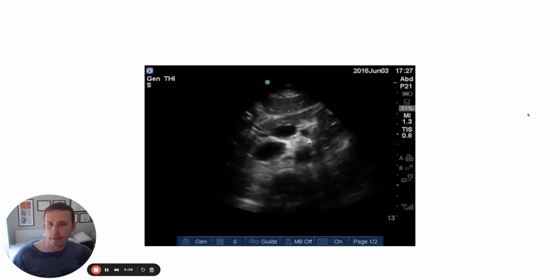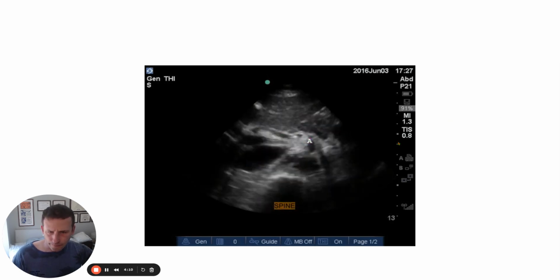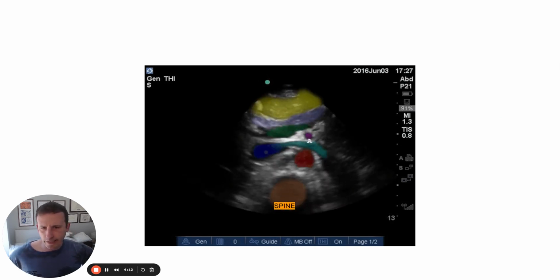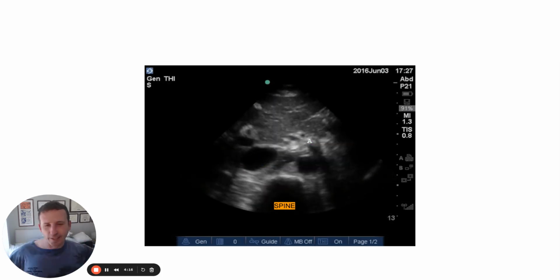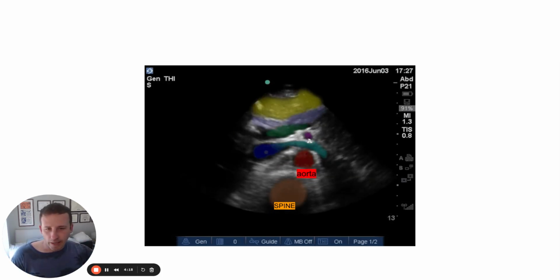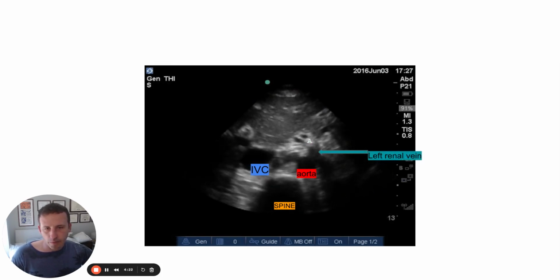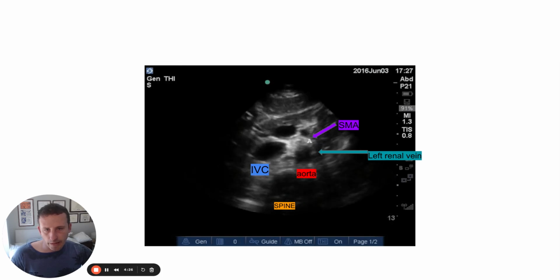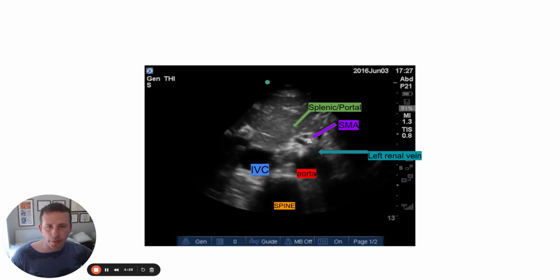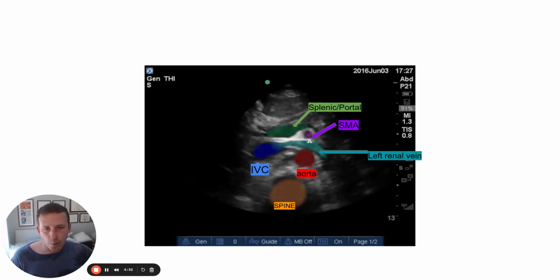This is an example of the anatomy we're going to see. We've got spine in the background. It kind of looks like a ski mask, and the spine is the mouth, and then the aorta and IVC are the eye holes. We've got aorta here, IVC, and then sometimes you'll see that left renal vein take off, as well as the SMA coming out of the aorta. The splenic and portal vein sort of tucking under the liver, turning into the portal vasculature.